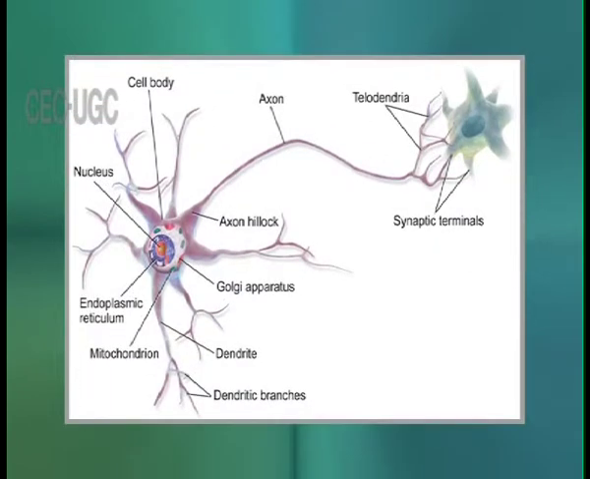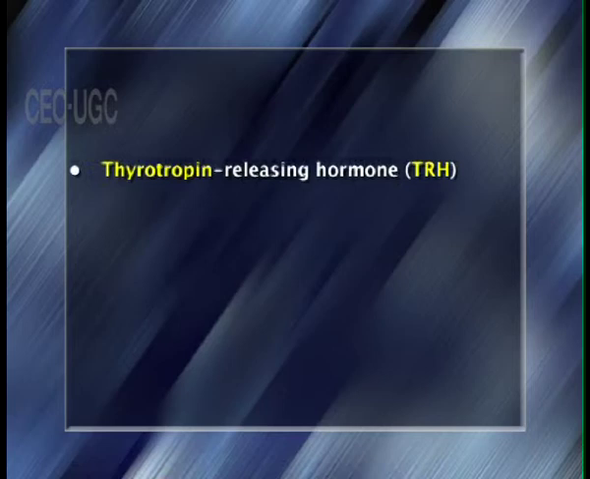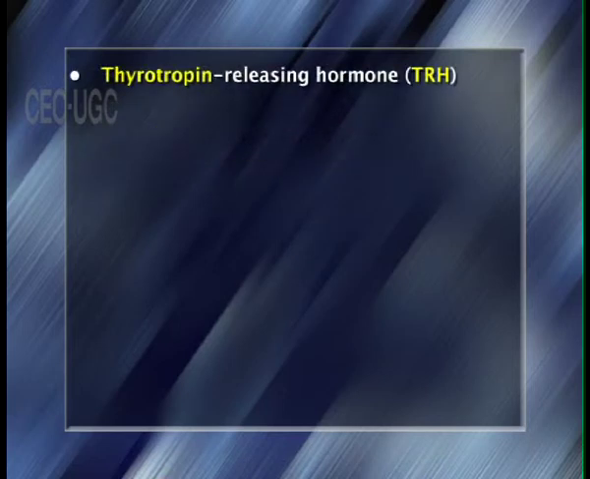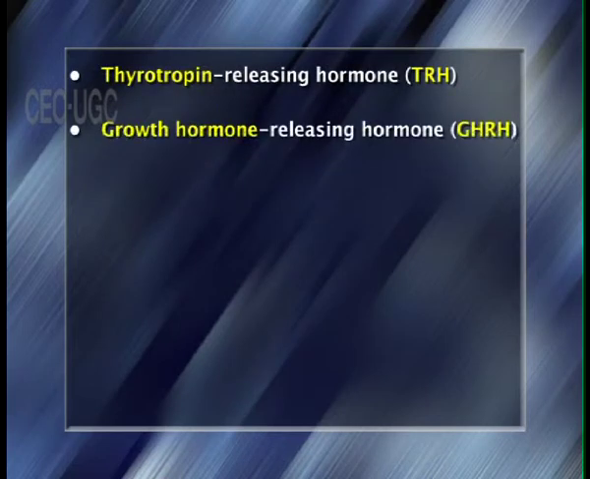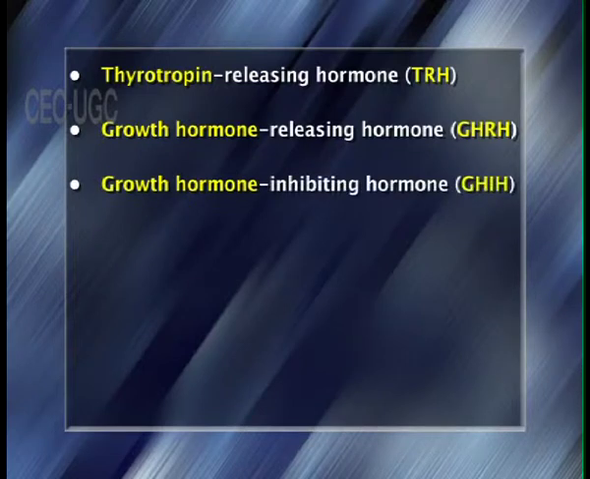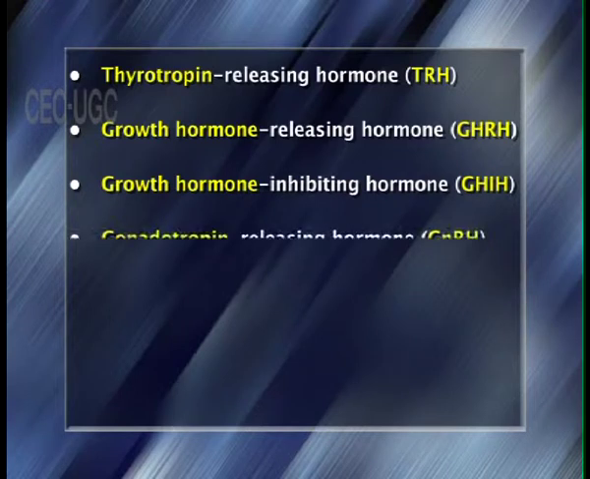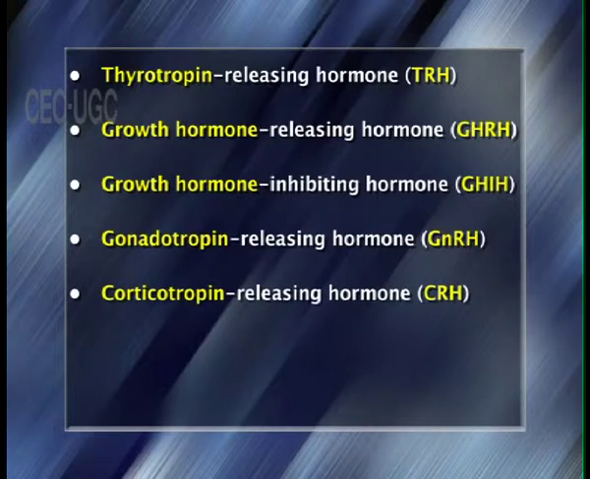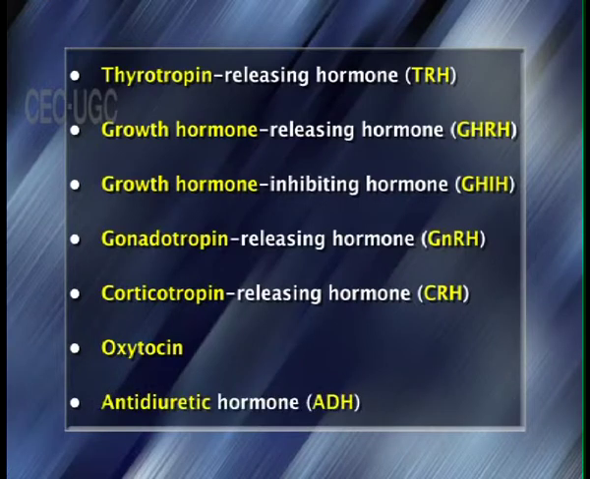The hypothalamus contains special cells called neurosecretory cells, neurons that secrete hormones which include, first, thyrotropin-releasing hormone. Next, growth hormone-releasing hormone. Next, growth hormone-inhibiting hormone. Then, gonadotropin-releasing hormone. Then, corticotropin-releasing hormone. Next, oxytocin and antidiuretic hormone.